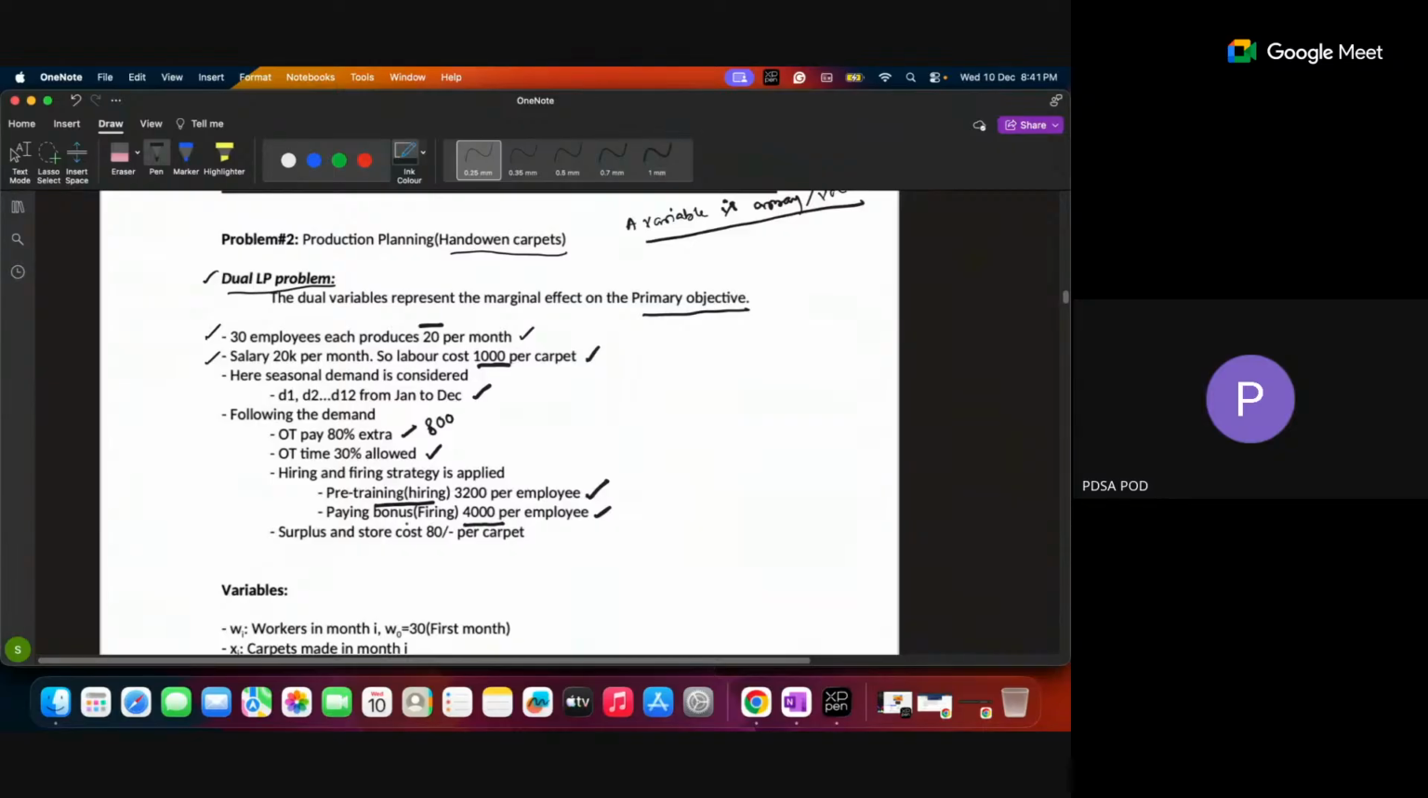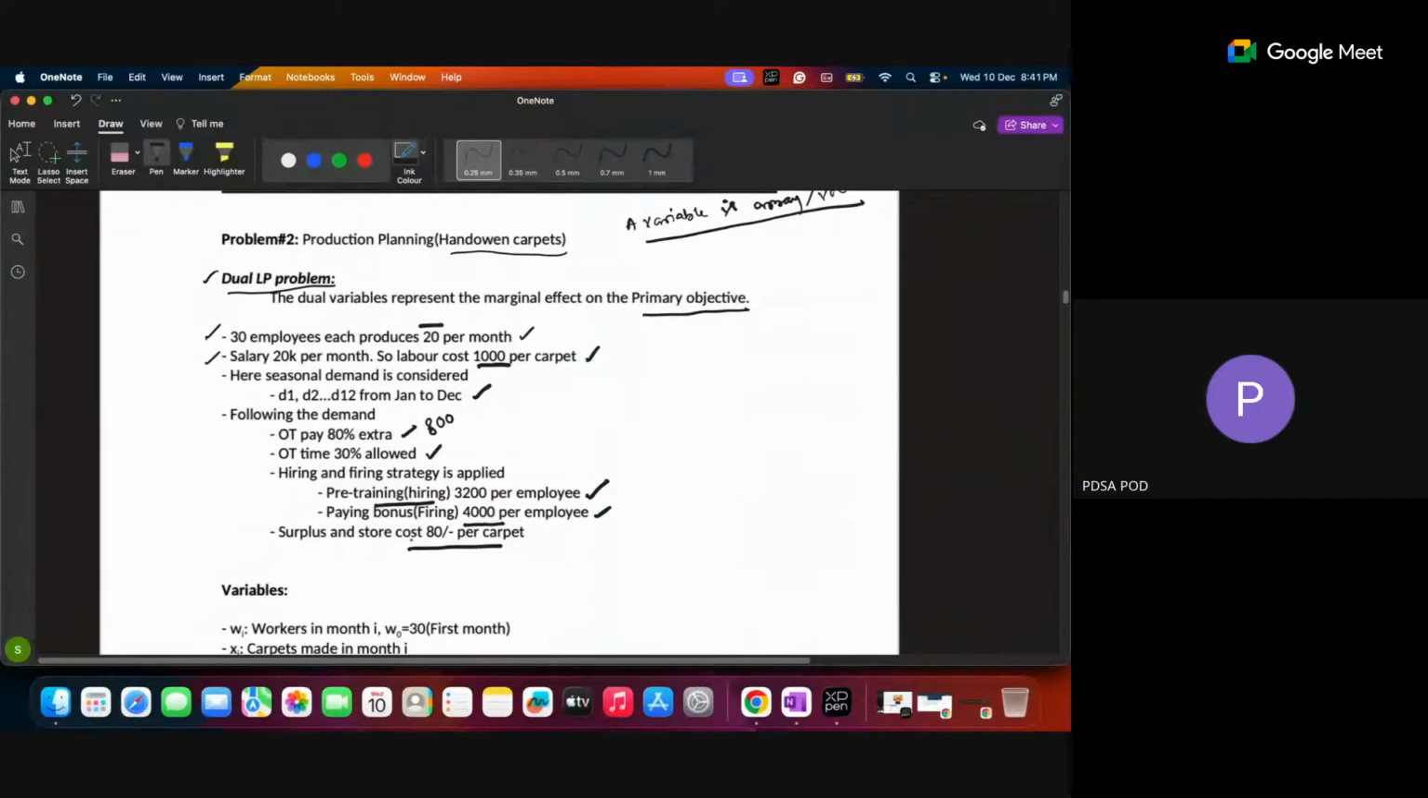So here, still one more. If any surplus carpets are there this month, we try to send them out to the warehouse, where the warehouse charge is 80 per carpet.